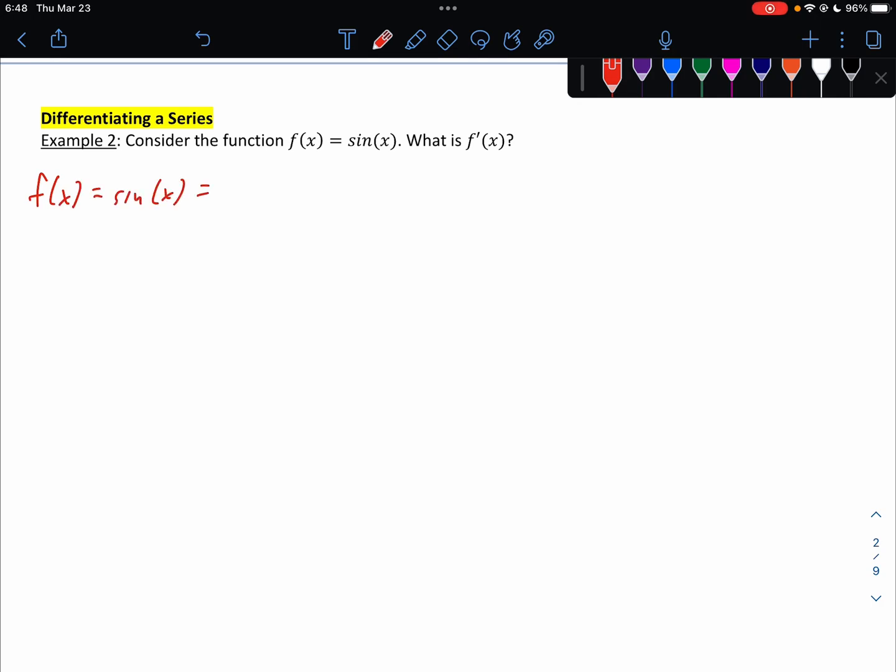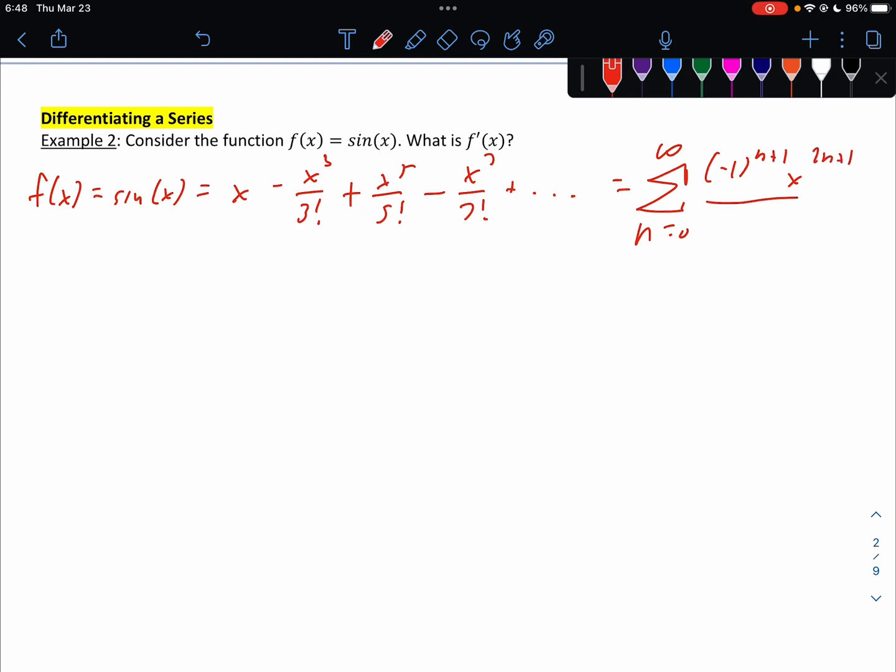All right, so that's going to be x minus x cubed over 3 factorial plus x to the 5th over 5 factorial minus x to the 7th over 7 factorial forever. All right, and then as a series, we can write that like this. All right, so we're going to differentiate that. We can do it in two different ways. We could differentiate this, or we could differentiate this. Either way, it's going to be very similar here, right?